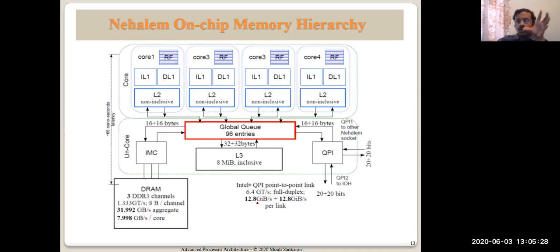Now I am giving you more details. Inside each core, what is there? I told you both L1 and L2 are inside. You can see them. L2 is a unified cache, that is, both instruction and data reside in this cache.